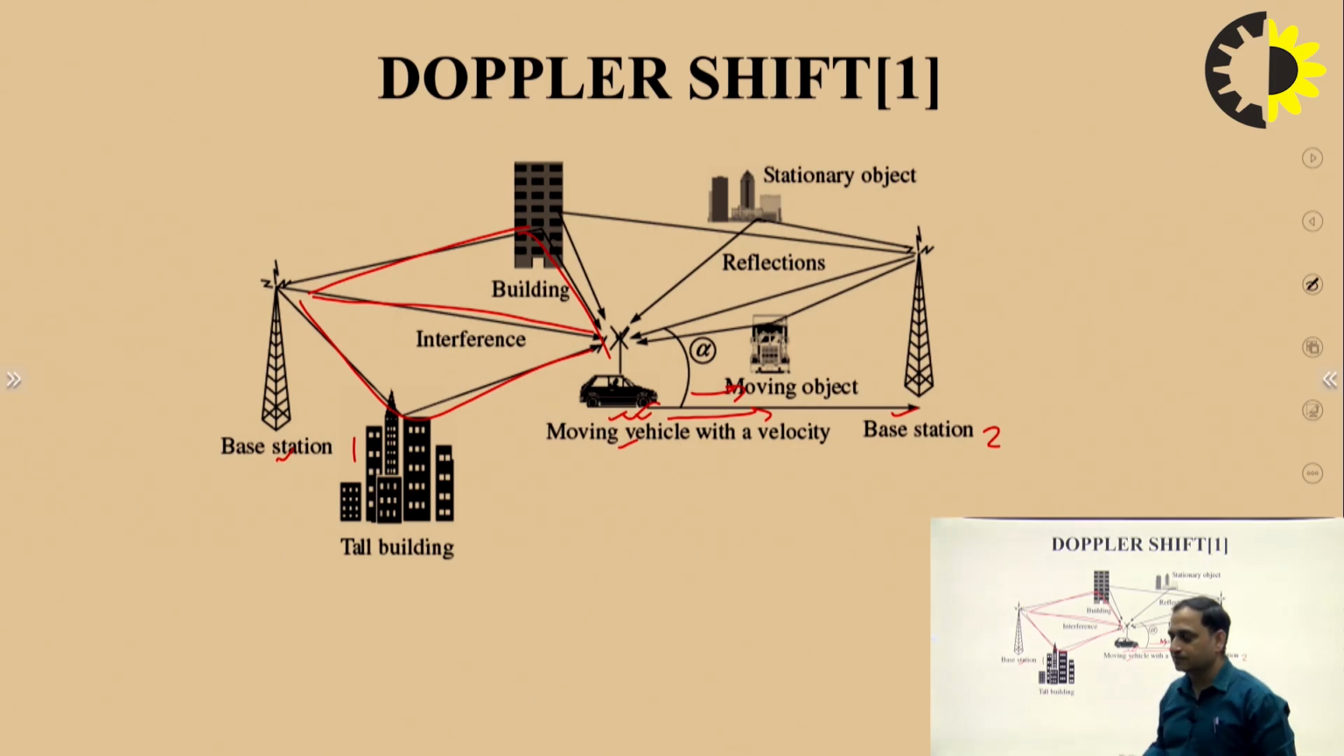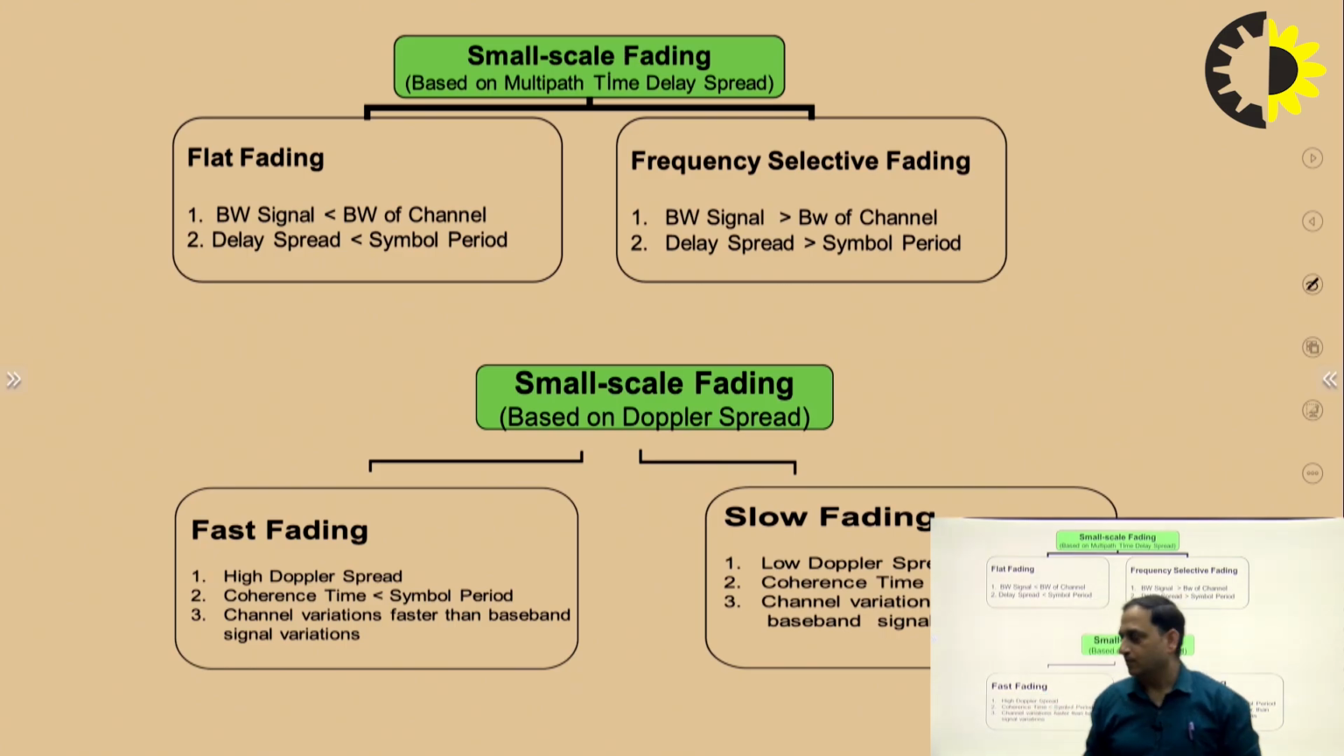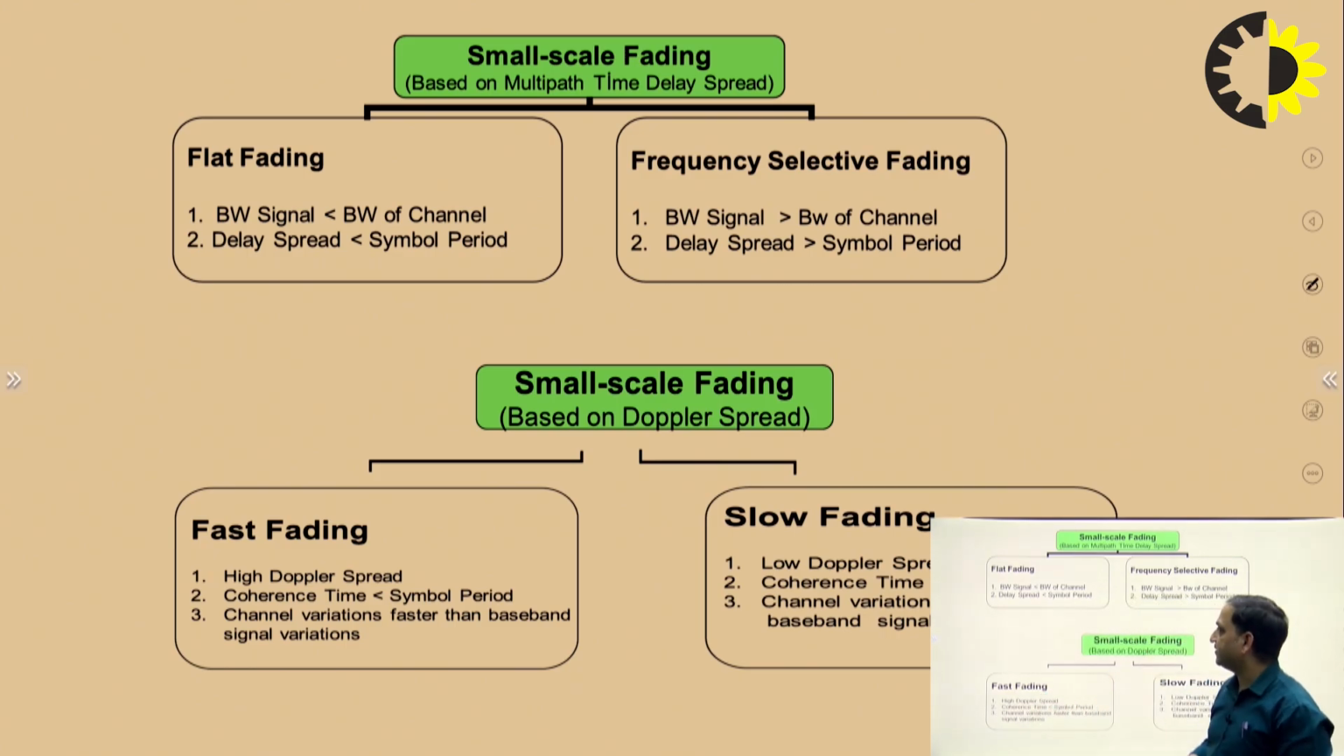That is why another very major effect occurs in the case of moving vehicles, which can be responsible for ISI, or inter-symbol interference, at the receiver side. Now, when we classify small scale fading, it is based on two parameters. First is the multipath time delay spread, and second is the Doppler spread. As I have just mentioned in the previous slides, based on the multipath time delay spread, we have flat fading and frequency selective fading.